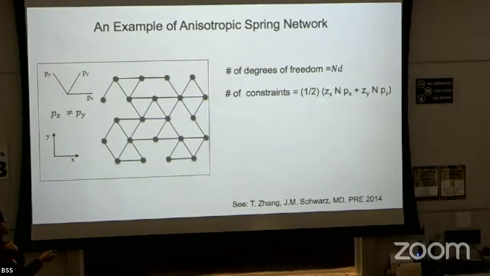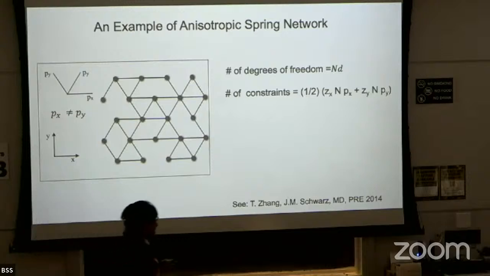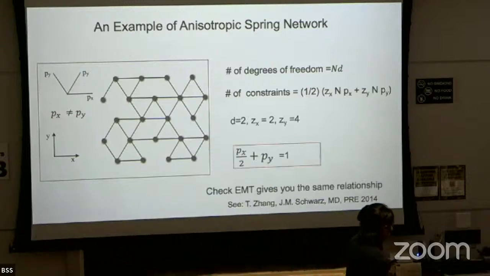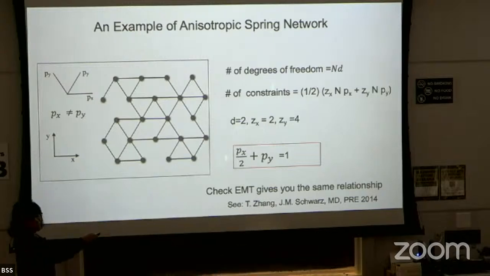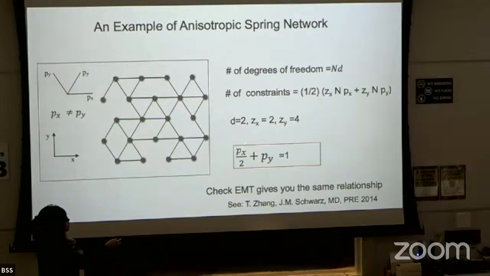Okay, what is Zx and what is Zy? You are still thinking of this triangular lattice, right? And all the bonds are, not a disordered triangular lattice, an ordered triangular lattice. So Zx is the coordination number in the x direction, 2. Zy is the coordination number in the y direction, right? So 4. And dimension d is 2, right? So if I substitute all of this, the condition now, by balancing the number of constraints and number of degrees of freedom, is going to be px/2 + py = 1.